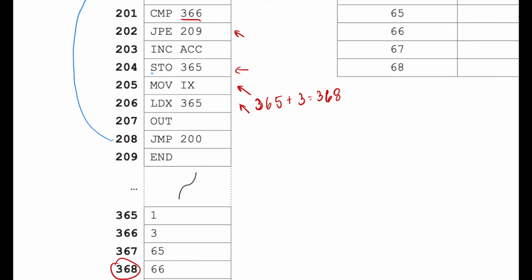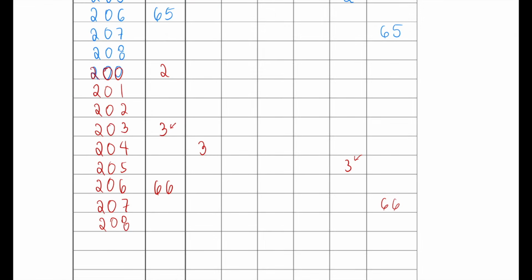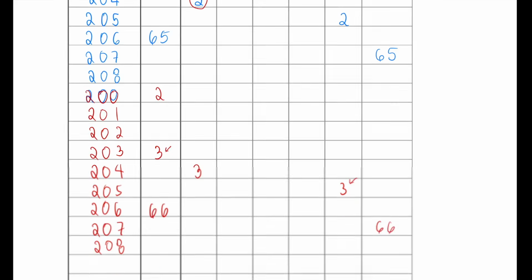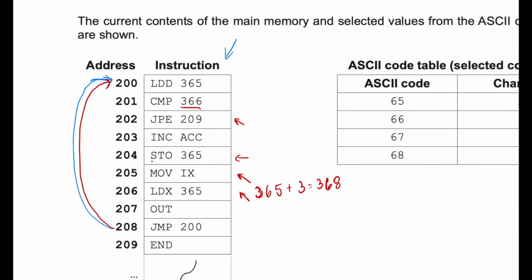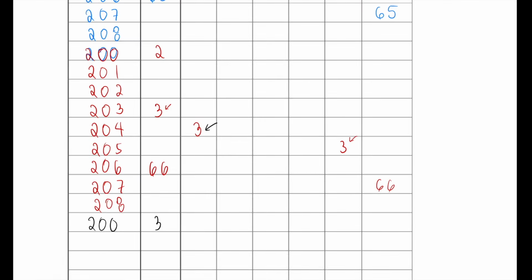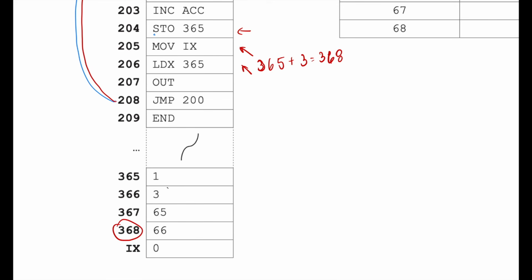Then line 208 is going back to 200. So once again, we're going back to 200 and we need to start all over. Now we're going to load whatever is in location 365 into the accumulator again. So we have 3 at location 365, that's this right here, and we put that back in the accumulator. And right here, we're going to compare whatever is in 366 to our value of 3. So we got 3, and at 366 we also have 3.